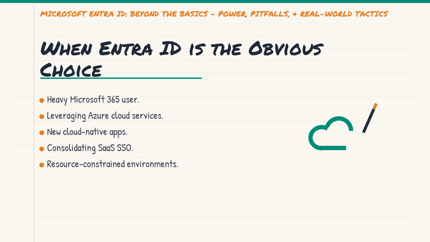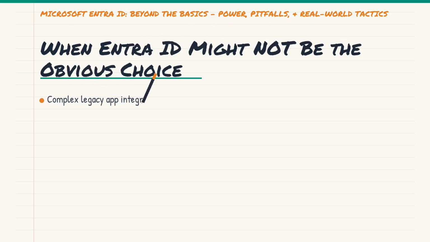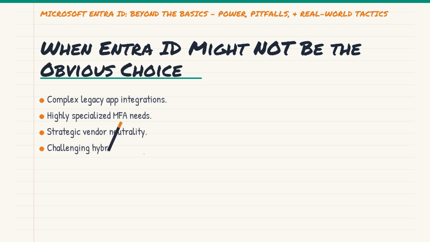If your primary need is SSO for a wide range of common SaaS applications and you are looking to reduce vendor sprawl, Entra ID's extensive gallery and SAML OAuth support make it a strong contender. Also, for SMBs or organizations with limited IT resources, the bundled nature of Entra ID within M365 licenses can be incredibly compelling. On the flip side, when might you want to pause and consider alternatives or complementary solutions?